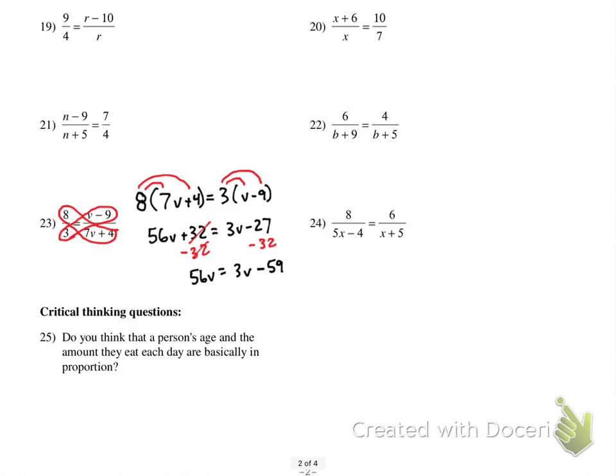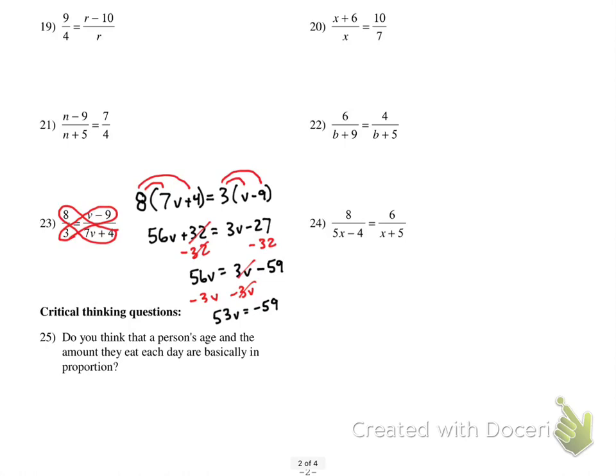We subtract 32. Well, we already did subtracting 32, so... I mean 56. Well, we want to move the variables to the other side, so we subtract the 3v. So those will cancel, and I'm left with this really weird 53v equals negative 59. This is not going to be a nice even number.